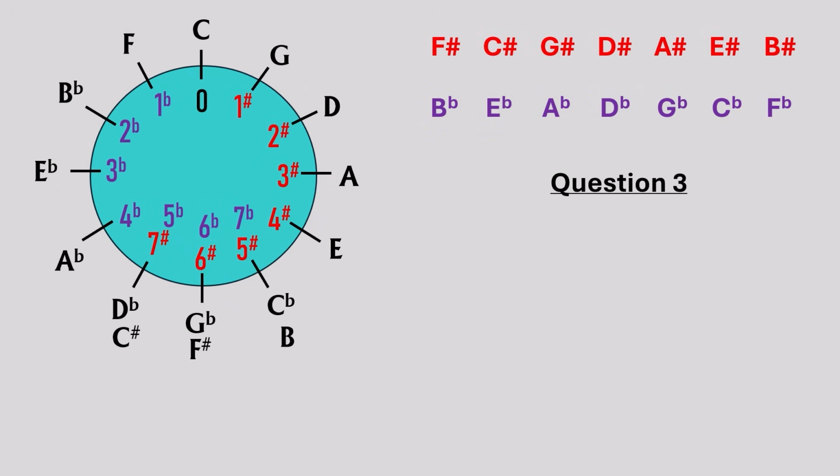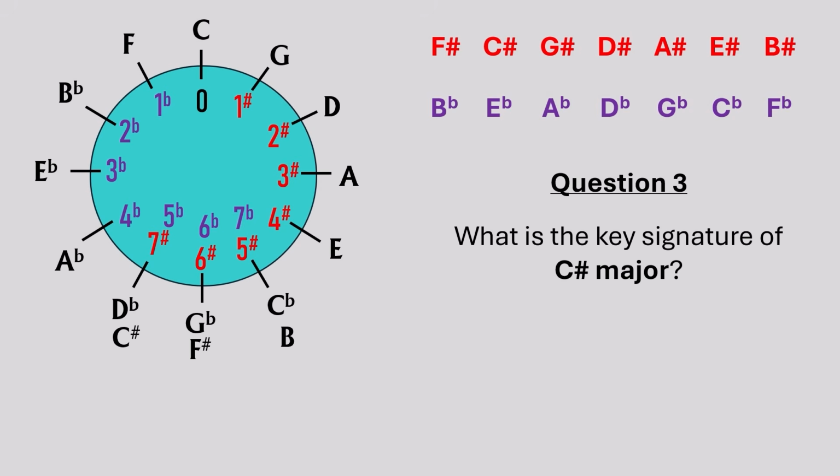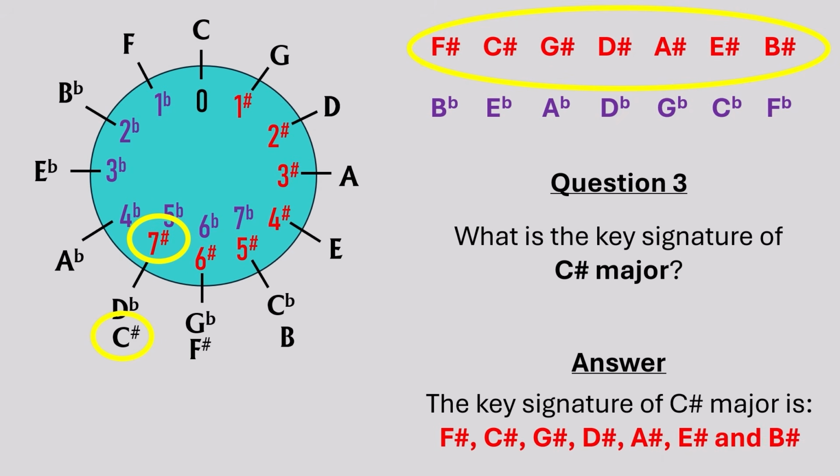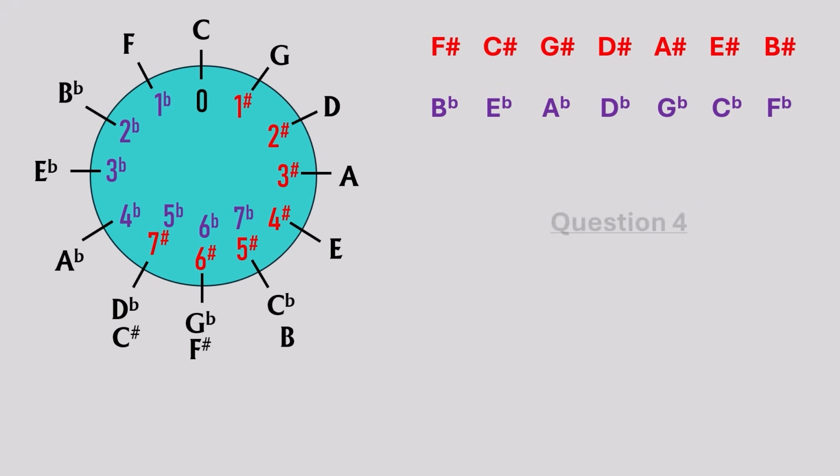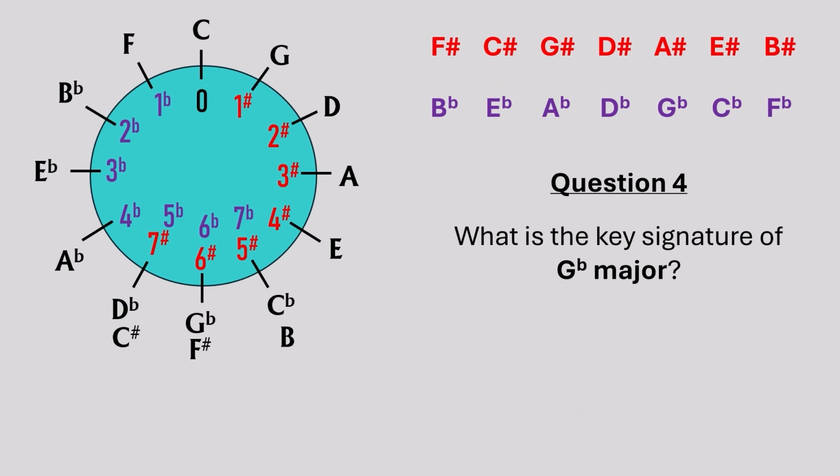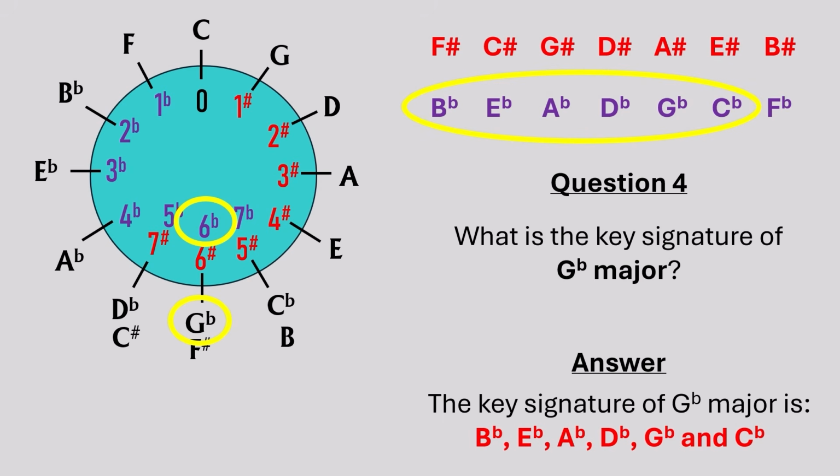Question 3. What is the key signature of C sharp major? The key signature of C sharp major is F sharp, C sharp, G sharp, D sharp, A sharp, E sharp and B sharp. Question 4. What is the key signature of G flat major? The key signature of G flat major is B flat, E flat, A flat, D flat, G flat and C flat.